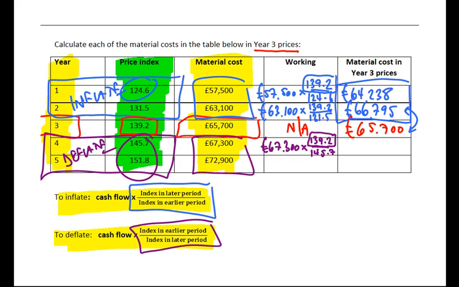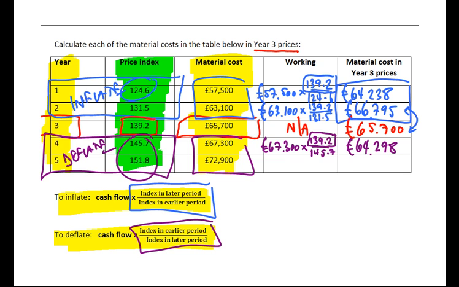So if I take 67,300 multiplied by 139.2, then divide by the 145.7, I now get a deflated cost of 64,298. You see the way that we've reduced the cash flow. We've reduced the 67,300 down to only 64,298. We're effectively knocking off a bit of the inflation that would have affected that cash flow. Well, similar idea. Do you want to have a bash at year 5?